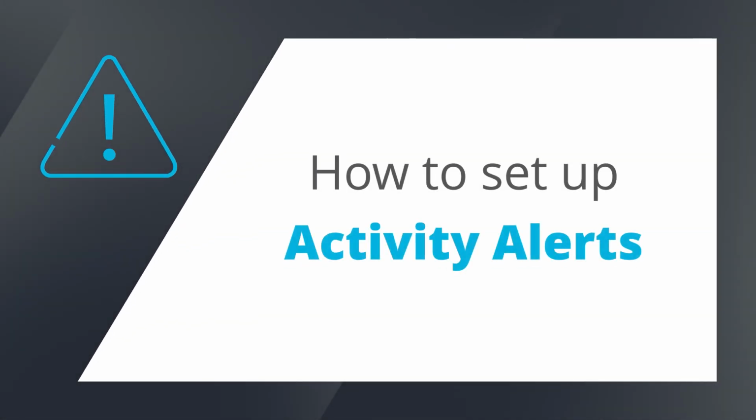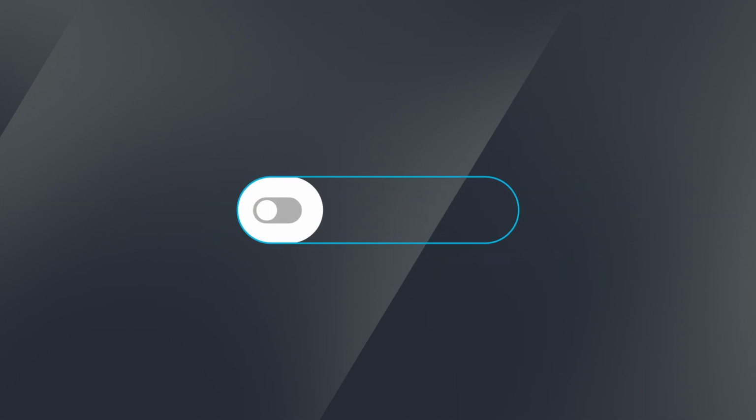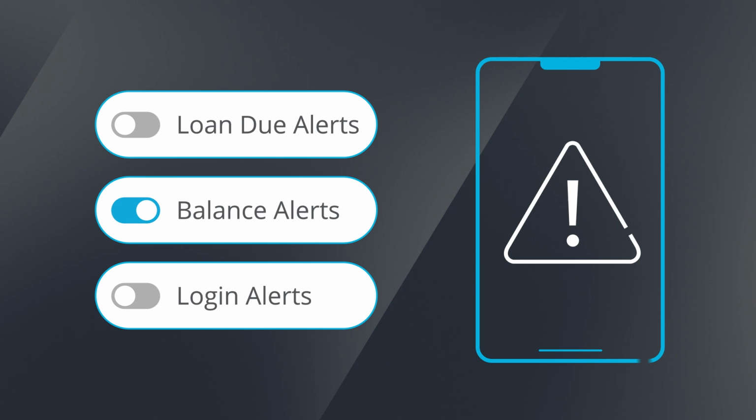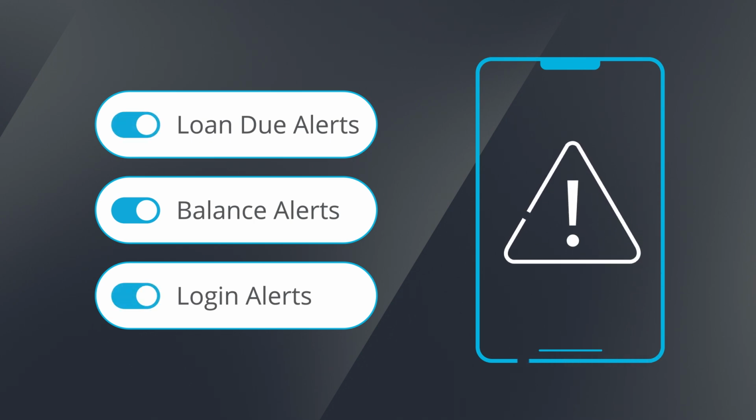Welcome to your tutorial on how to set up activity alerts in online banking. Activity alerts are notifications you can toggle when a specific trigger has been activated within your account. They can help you know exactly what is going on in your account as soon as it occurs.